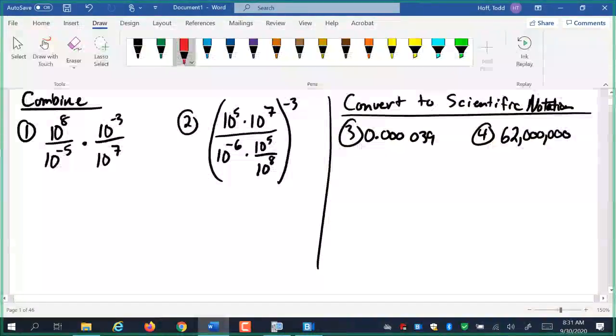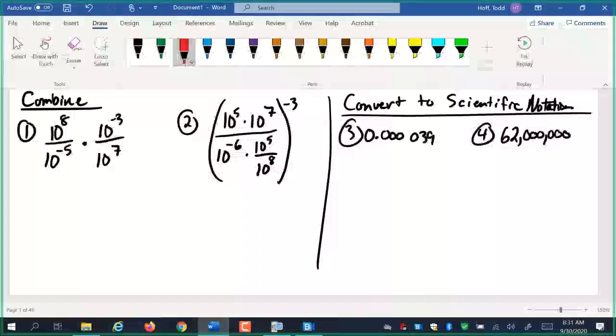Number one here, there's just multiplication and division, and technically that all happens at the same time. But when we have the fraction bars, they are an enclosing symbol. So we need to do this division first. 10 to the 8th divided by 10 to the negative 5. Well, that's going to be 10 to the power of 8 minus a negative 5, which is a positive 13.